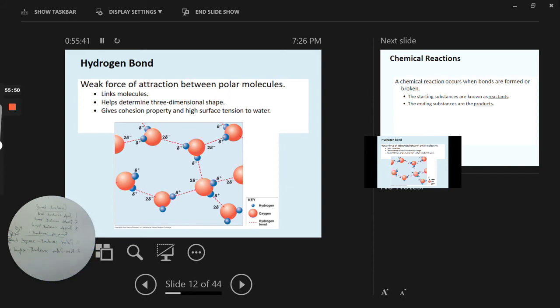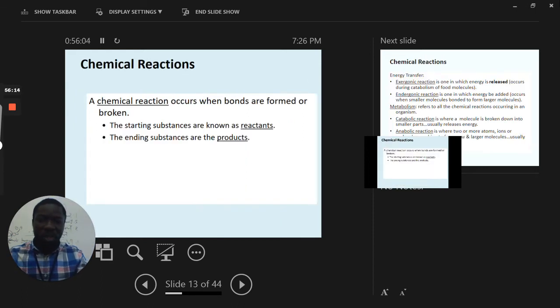Now, you can see this guy. What's the name of this guy? This is oxygen, and this is hydrogen, right? You can see electrons are closer to this side and you can see the way they are pulling. Hydrogen is more electropositive. Oxygen is electronegative, so it's going to attract more electrons. Now, a chemical reaction occurs when bonds are formed or broken.